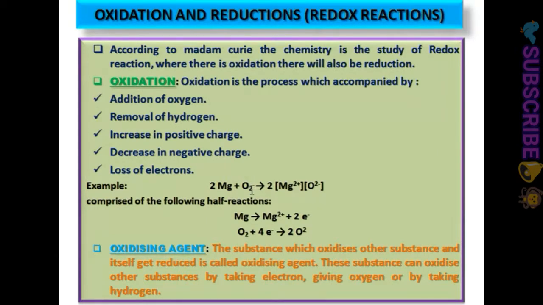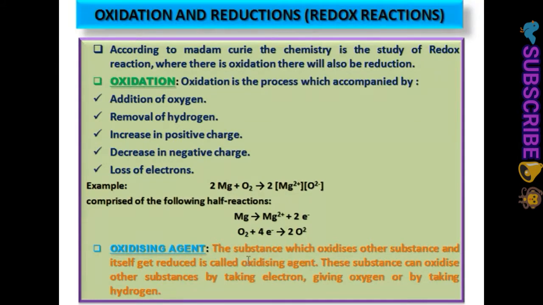Right students, here magnesium reacts with oxygen and forms magnesium oxide. It comprises the following half reaction: magnesium loses 2 electrons and becomes Mg2+, a positive charge, and these electrons are occupied by the oxygen and form O2-. Okay students.